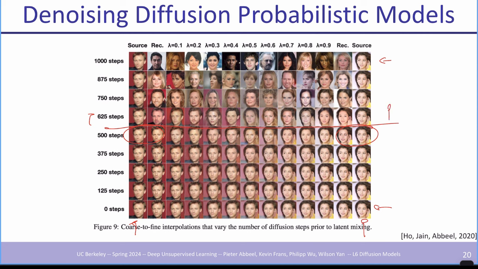And actually, if you go all the way, you see, oh, we had a great diversity in some sense of faces generated, but it's nothing to do with interpolating at that point. This is just pure noise that we're recovering from, nothing to do with the original images.